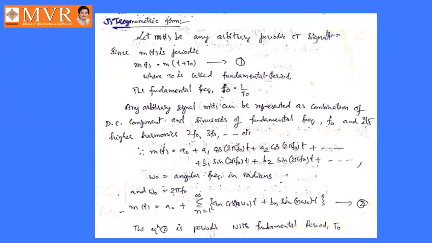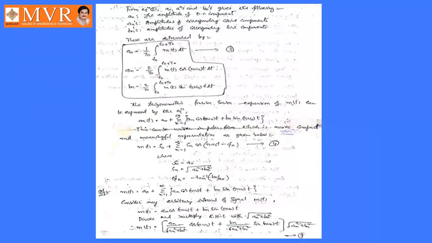So any arbitrary signal can be represented in terms of a DC component as well as AC components, like a naught plus sigma n equal to 1 to infinity of an cos n omega naught t plus bn sin n omega naught t. Okay, so from equation 1, a naught, an and bn give the following relation.